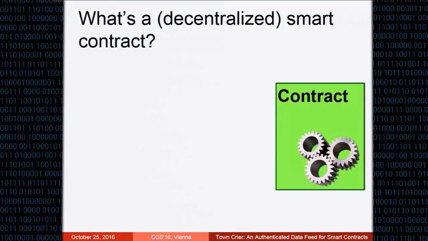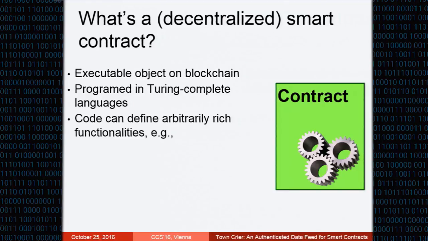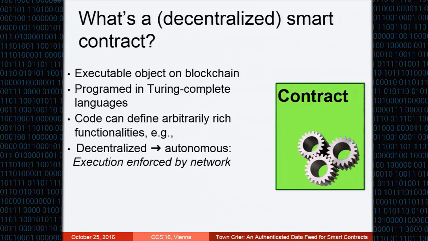Okay, so what is a smart contract? You have heard a lot about smart contracts. So very briefly, a smart contract is an executable object on the blockchain. And it's usually programmed in some Turing-complete languages, which means the code of a smart contract can express basically arbitrarily rich functionalities. And most importantly, a smart contract is self-enforcing. So just like you cannot stop a Bitcoin transaction, you cannot stop a smart contract from running. That is because the execution is enforced by the entire network.